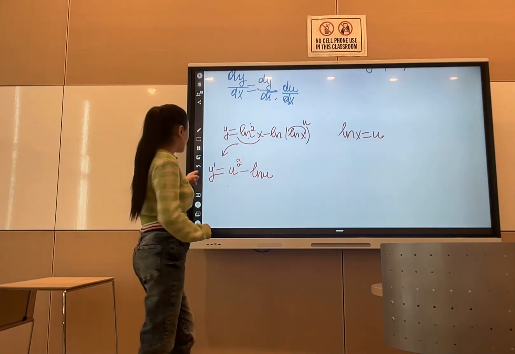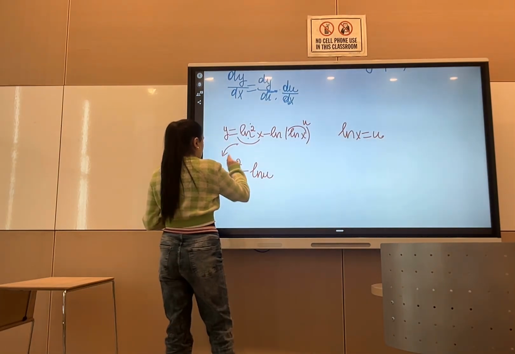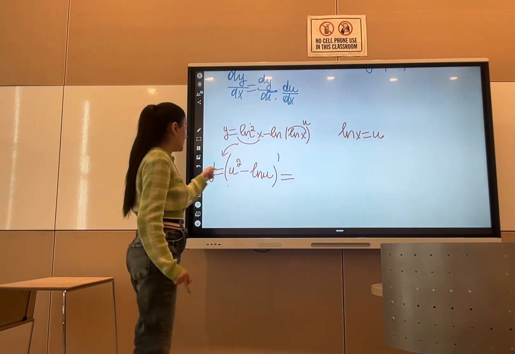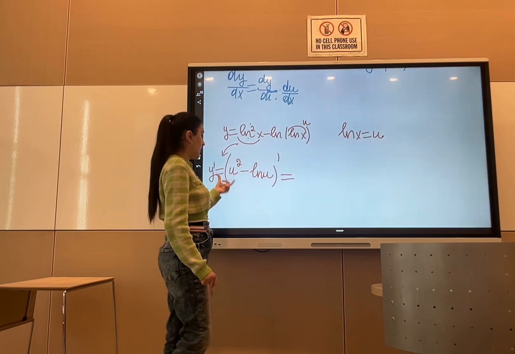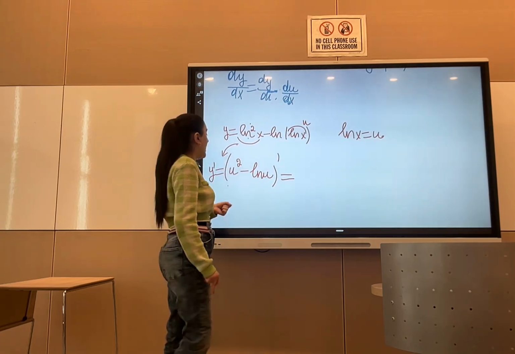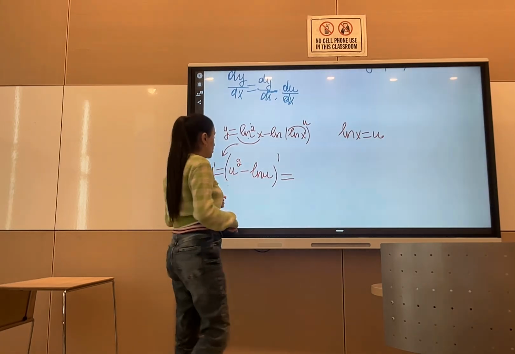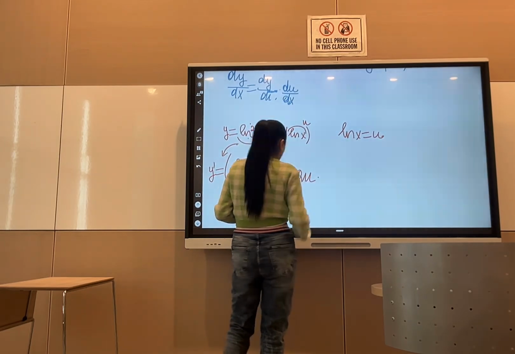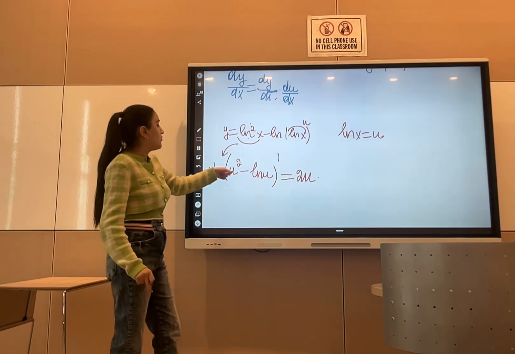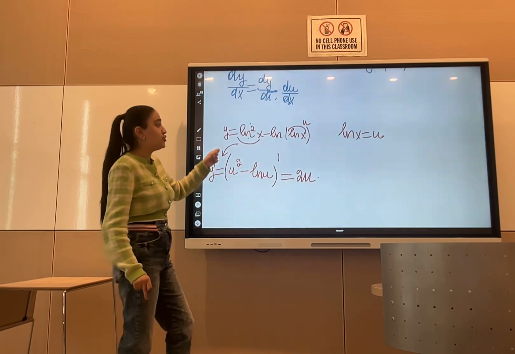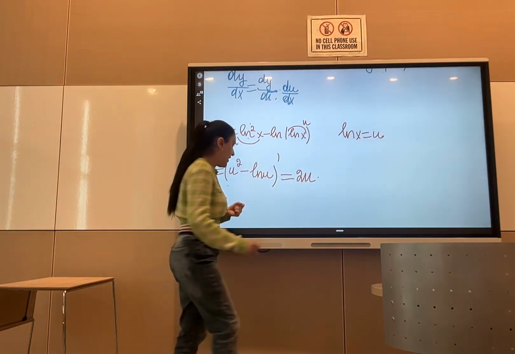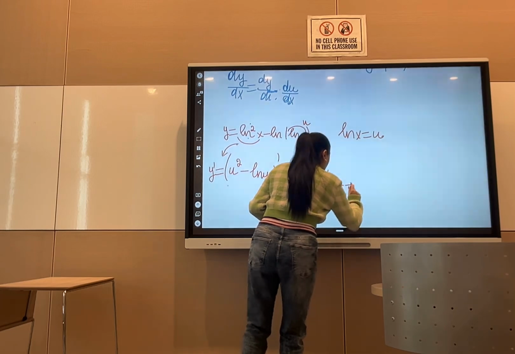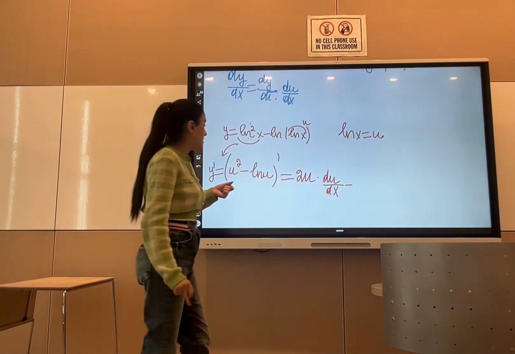Now we find its derivative. We can find the derivatives one by one, and we can find their difference. The derivative of u square is 2u multiplied by the derivative of u, du over dx, because u is also a function of x, minus, we know how to find the derivative of ln u.